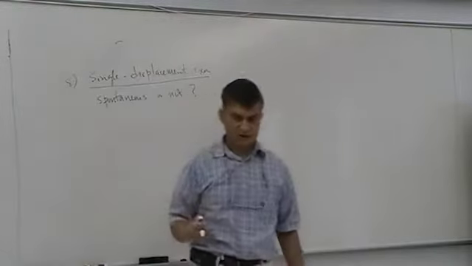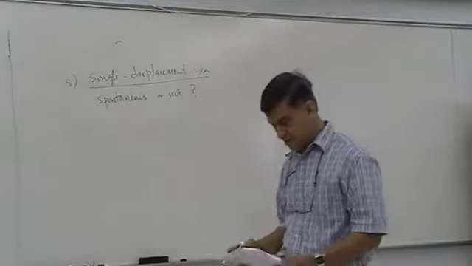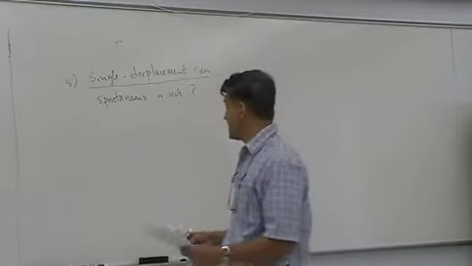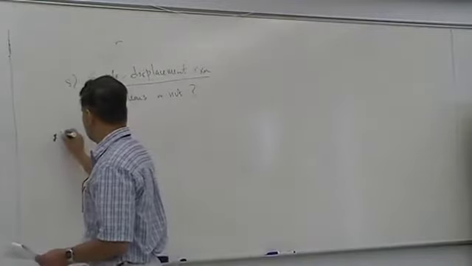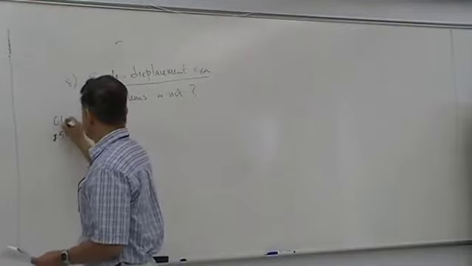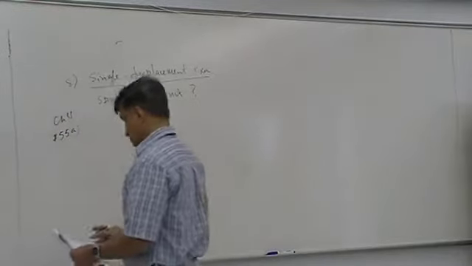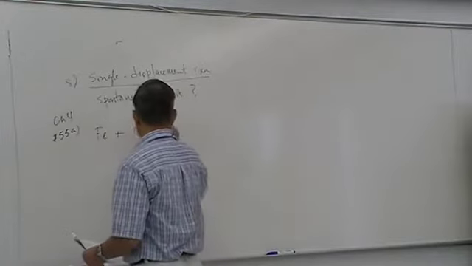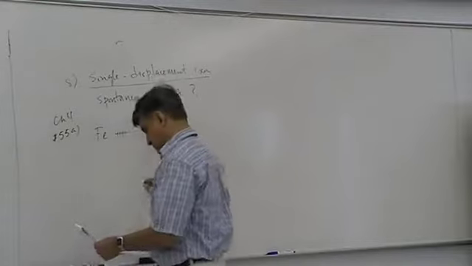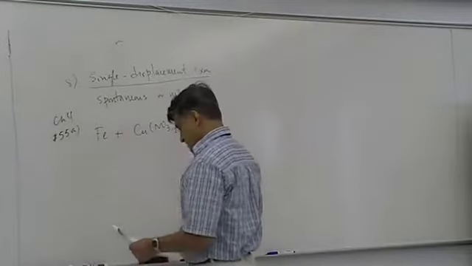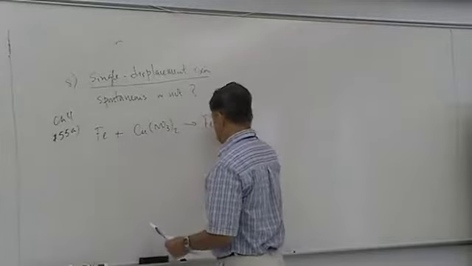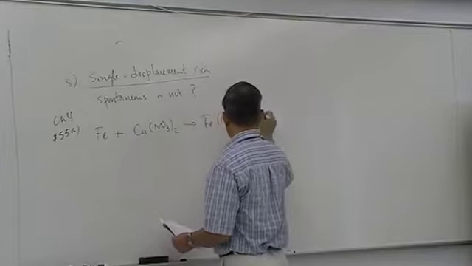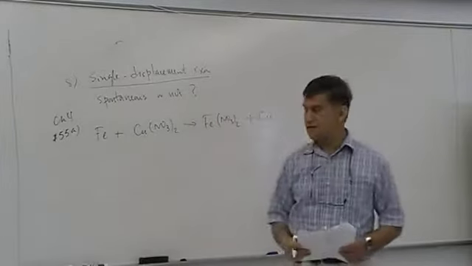Spontaneous means whether that kind of reaction is going to happen or not. Let me give you an example. I think this is number 55a from chapter 4. Iron plus copper nitrate. And products are Fe, ferrous nitrate, Fe(NO3)2, plus copper. I can easily write down the product like this.